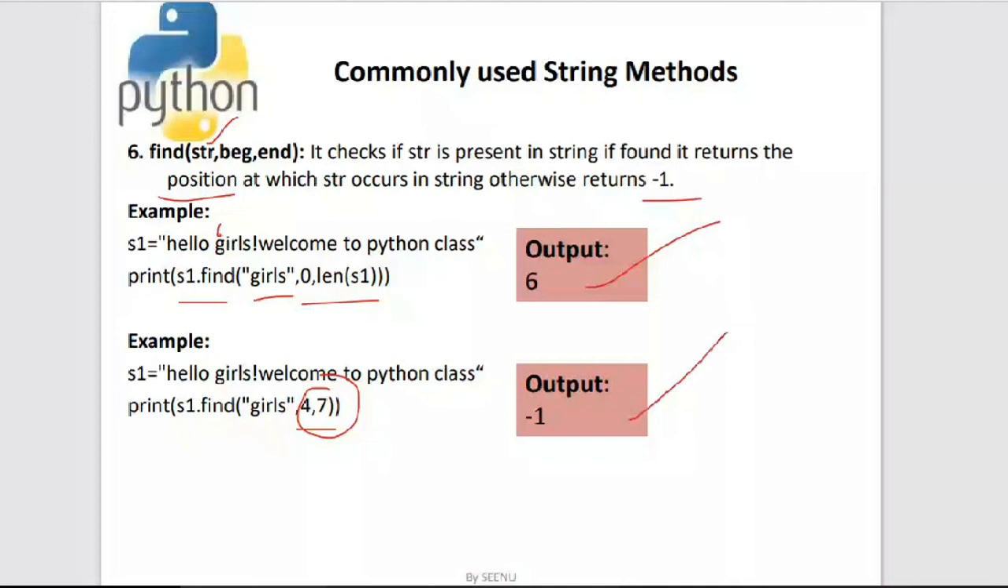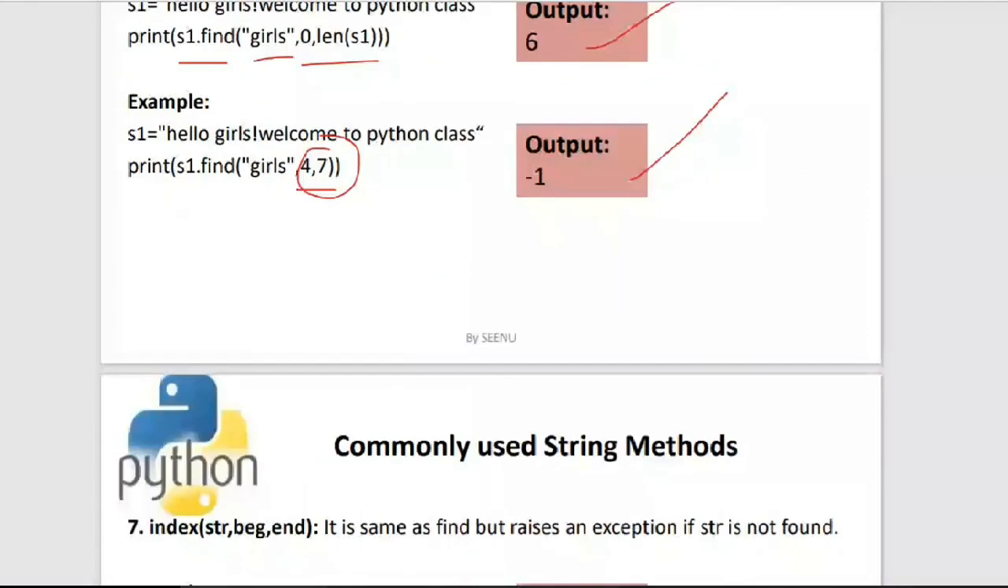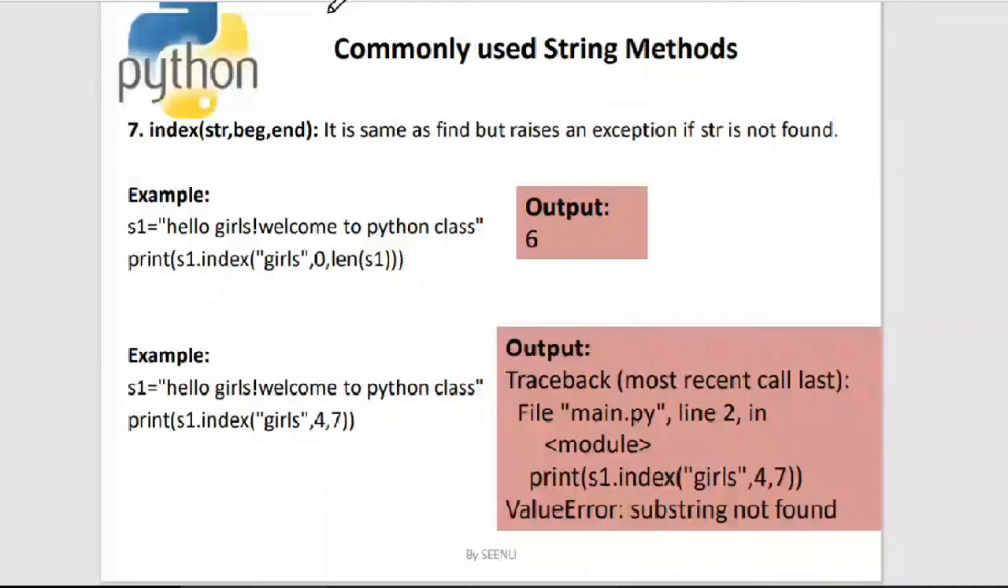The next method is the index method. This index method takes 3 arguments: the first one is str, then beginning and end. It's the same as find, but raises an exception if str is not found. Both are for the same purpose. In find, it will return -1 if it is not finding the element, but index will throw an error. That's the only difference between find and index.